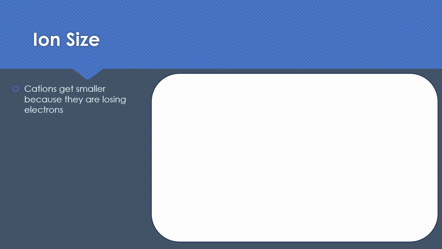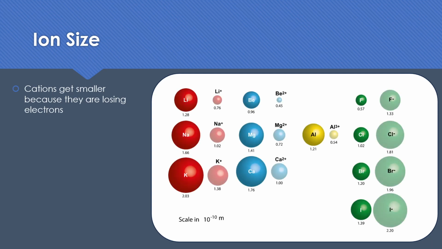So cations get smaller because they lose electrons, and anions get bigger because they gain electrons. So lithium has an atomic radius of 1.28 picometers.